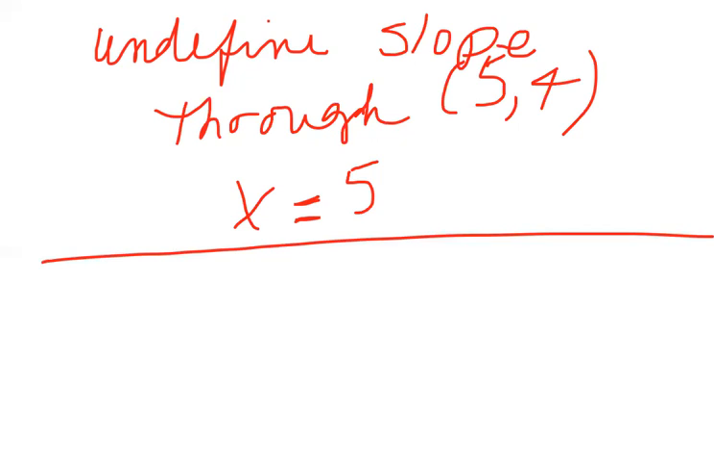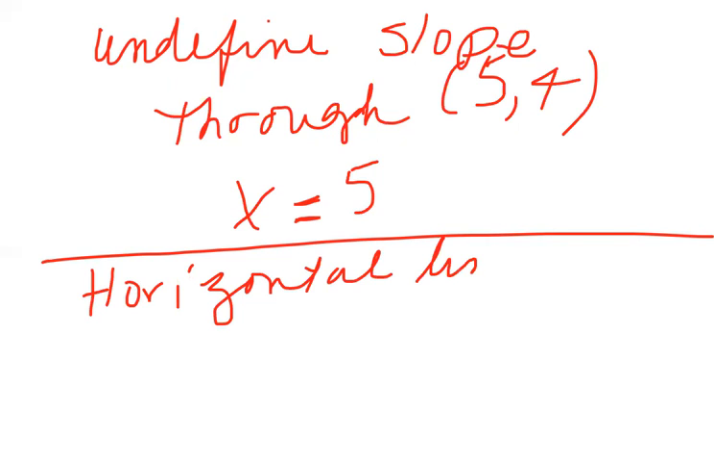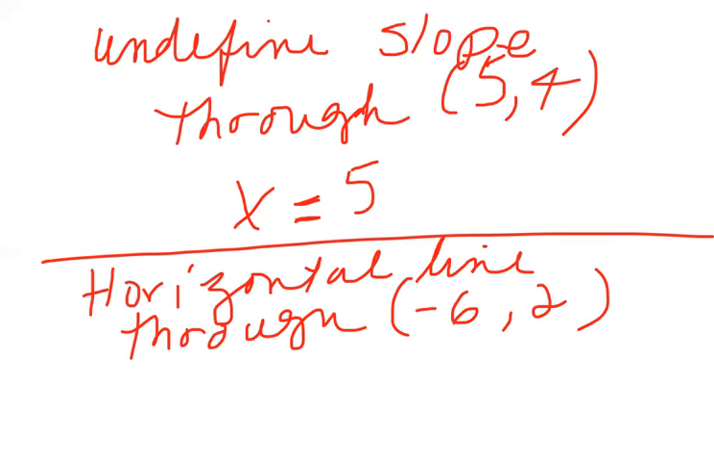On the other hand, if they tell you, oh, you have a horizontal line, and you have to write the equation of the horizontal line that goes through the point (-6, 2). Now, if it's a horizontal line, remember, it intersects the y-axis. So if it's going through this point right here, where is it going to intersect the y-axis? y = 2. And that's it. That's your equation, guys.